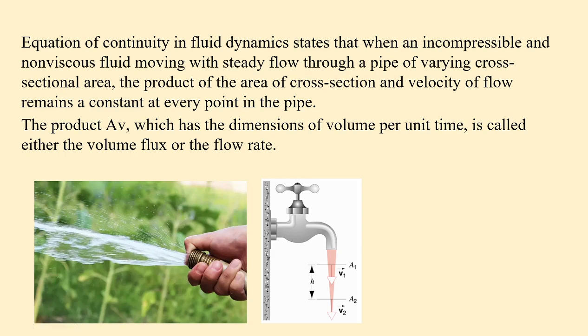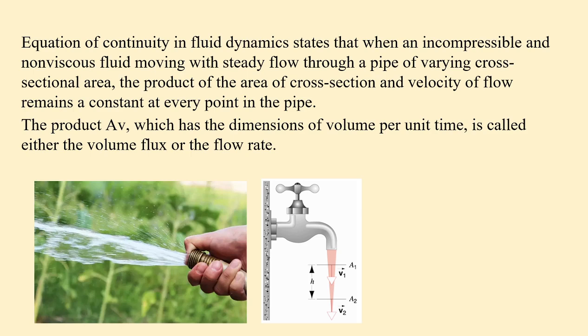In order to bring the water to a greater distance while gardening, wetting the garden, we just press the thumb. When you press the end of the hose partially with the thumb, we are actually decreasing the area of cross section. So according to the equation of continuity, the velocity should increase. So the velocity of the water flow increases, so that it can reach a greater distance.